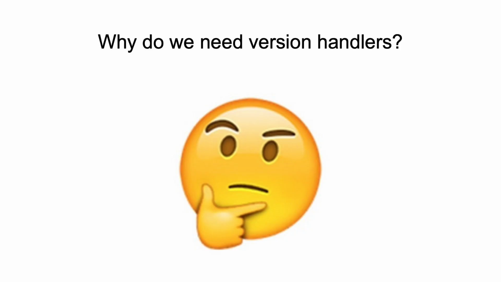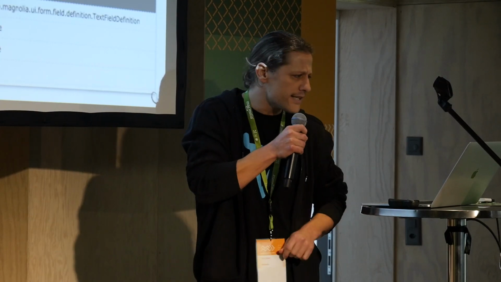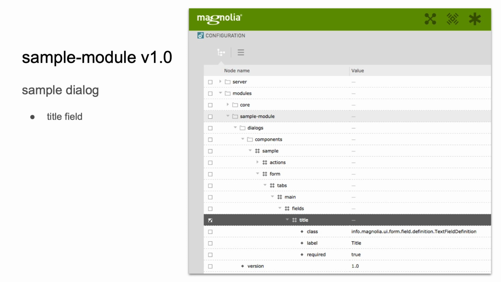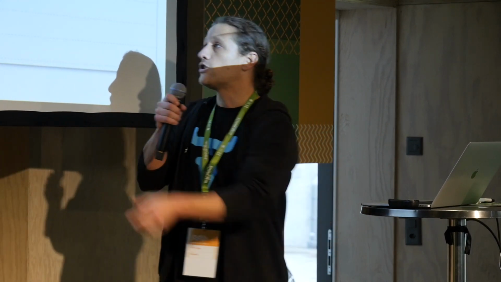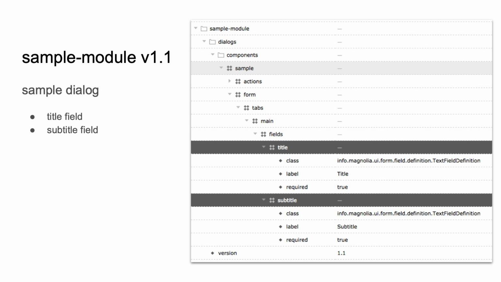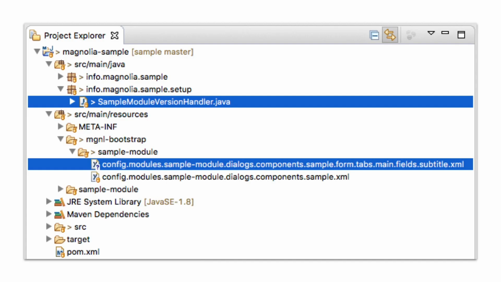So in order to answer his question, we must ask ourselves a question. Why do we need version handlers in the first place? So let me take you through a quick example of that. Let's say I have a sample module with a sample dialog, and it has one field, the title field, and then in version 1.1, I add a new field, the subtitle field. So how am I going to handle this, right? I'm going to export this subtitle field, and then I'm going to use a version handler to install it.